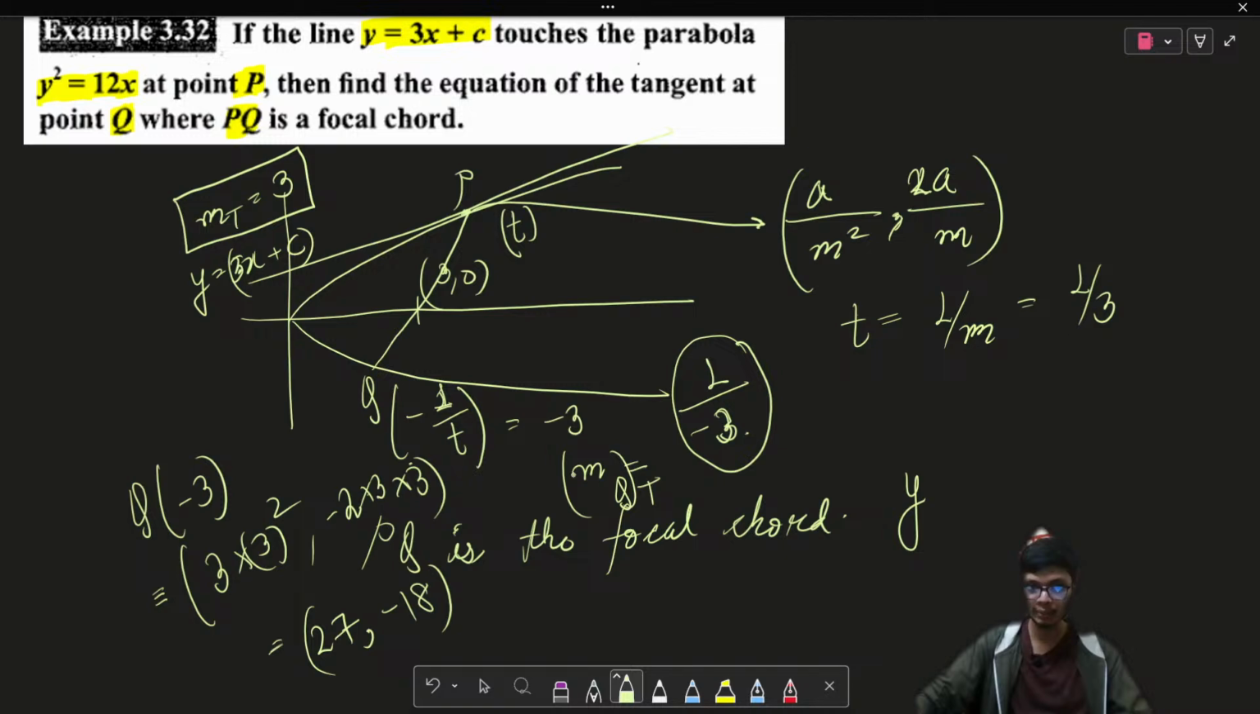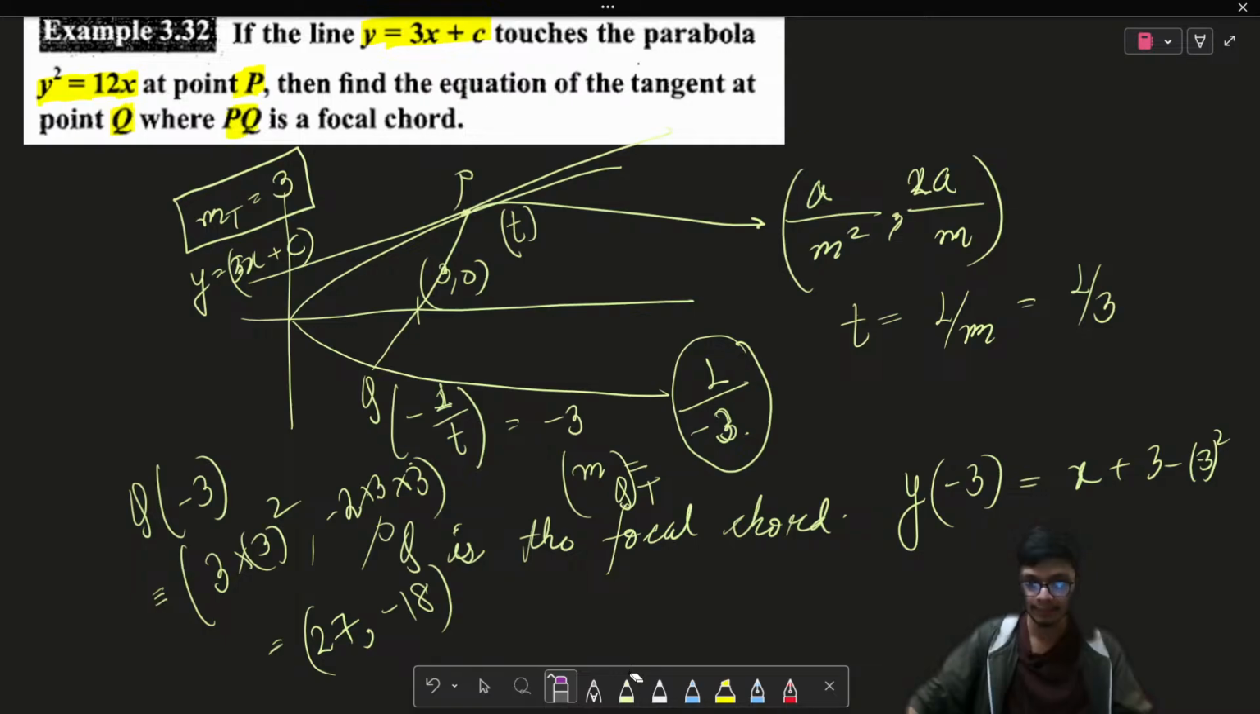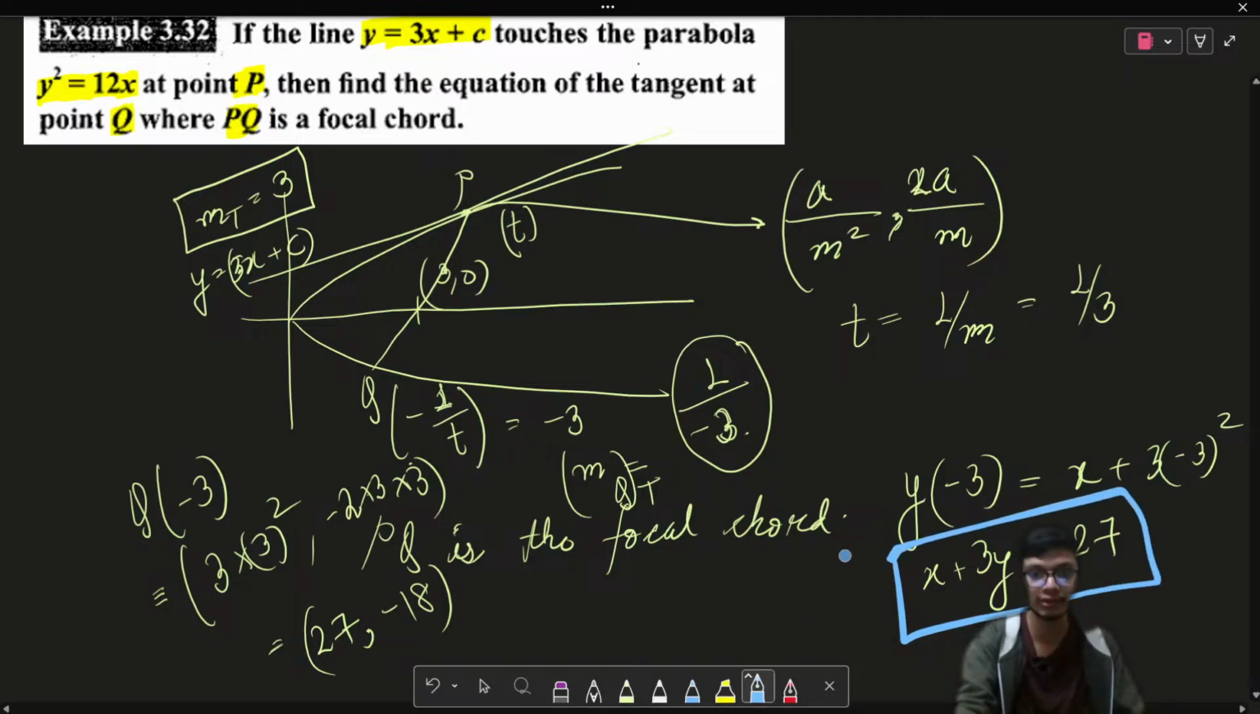And from there I can easily obtain the equation of the tangent at point Q, which will be given as y into minus 3 is equal to x plus 3 into minus 3 whole square, right? So this will turn out to be x plus 3y is equal to 27.